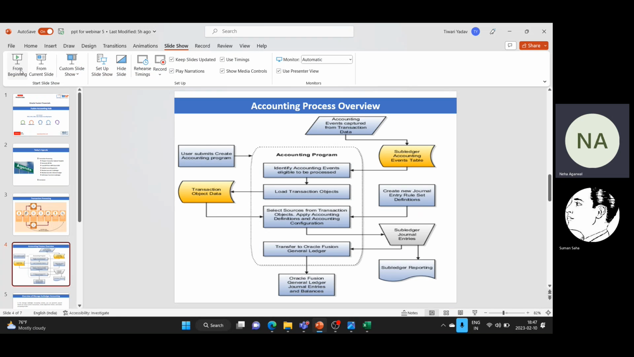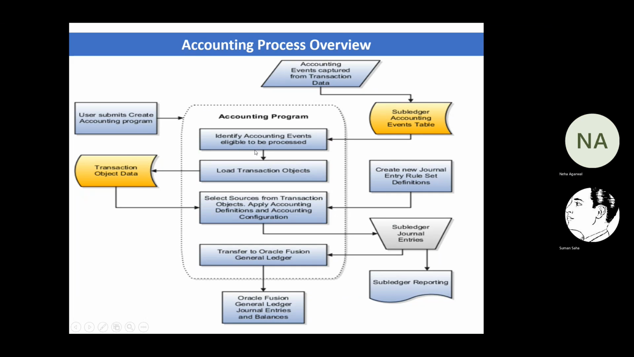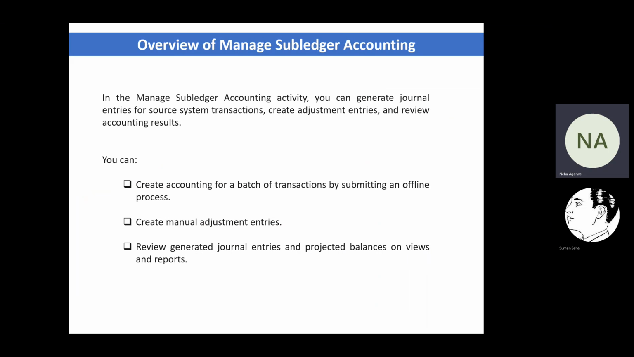Now coming back to the PPT, if I see this overview of manage subledger accounting, in the manage subledger accounting activity, you can generate general entries for source system transactions, create adjustment entries, and review the accounting results. You can create accounting for a batch of transactions by submitting an offline process. You can create manual adjustment entries and review journals, general entries, and projected balances on view and report.